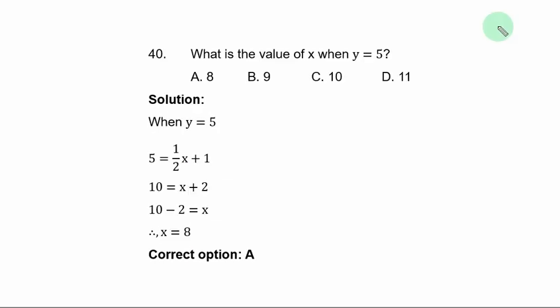Question 40. What is the value of s when y is 5? You simply write the equation and replace y with 5 to solve for s. Multiply through by 2 to clear fraction. If you transfer plus 2, you have it in this form, and s is equal to 8. A is the correct option.